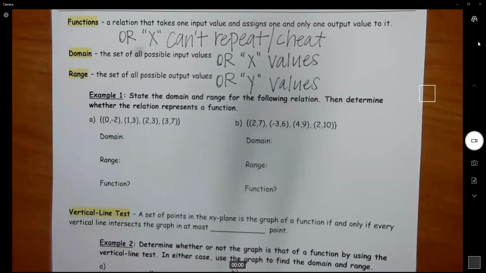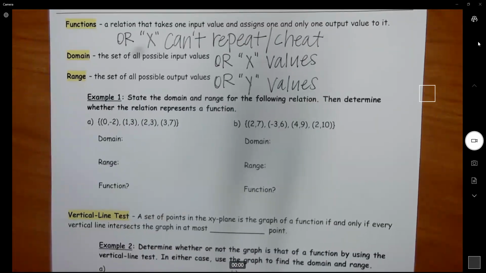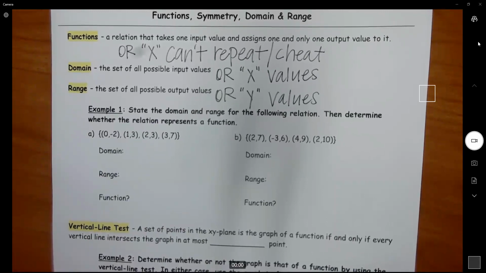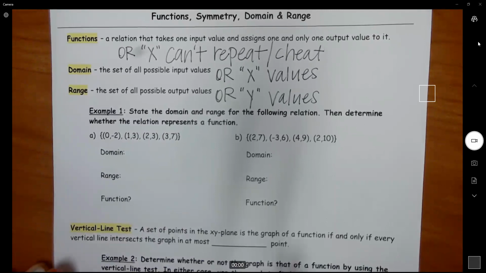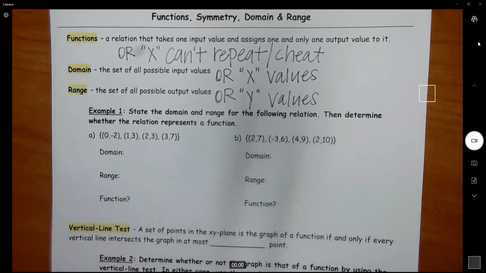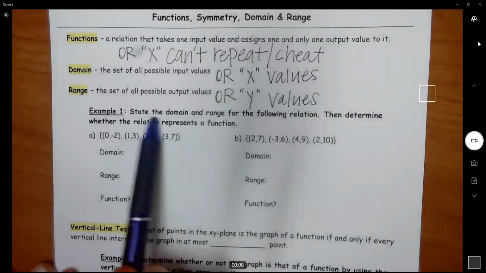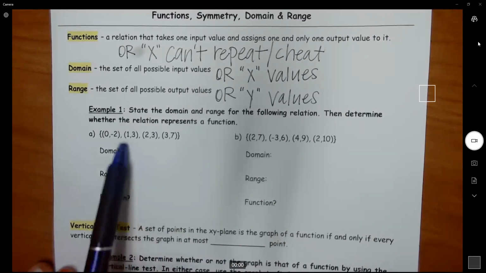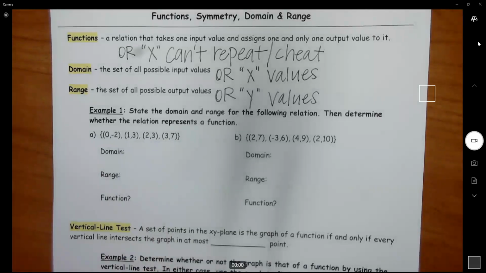So example 1, we need to state the domain and range of the following relation, and then we'll determine whether the relation represents a function. So a relation is just a set of ordered pairs. I pointed at function, but a relation is just a set of ordered pairs. So here we have a relation. We got a bunch of ordered pairs here. And first we need to determine the domain.